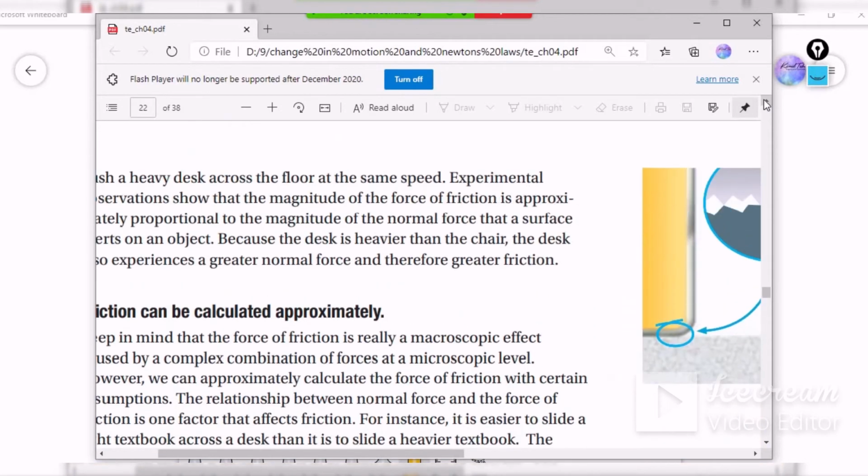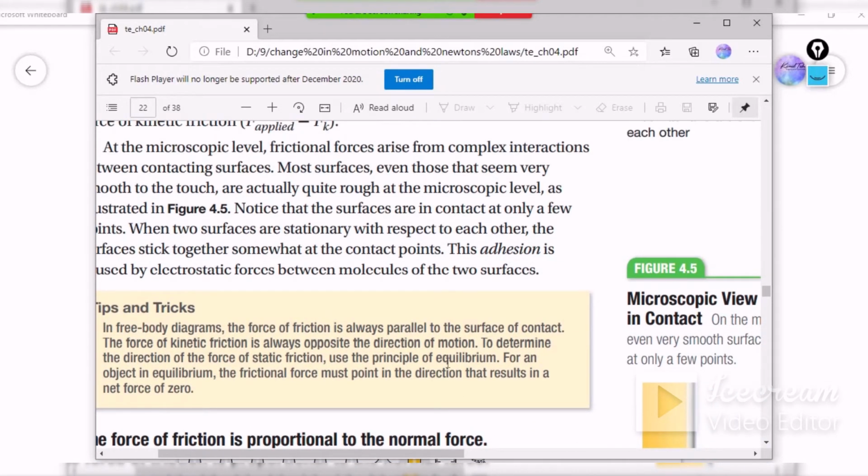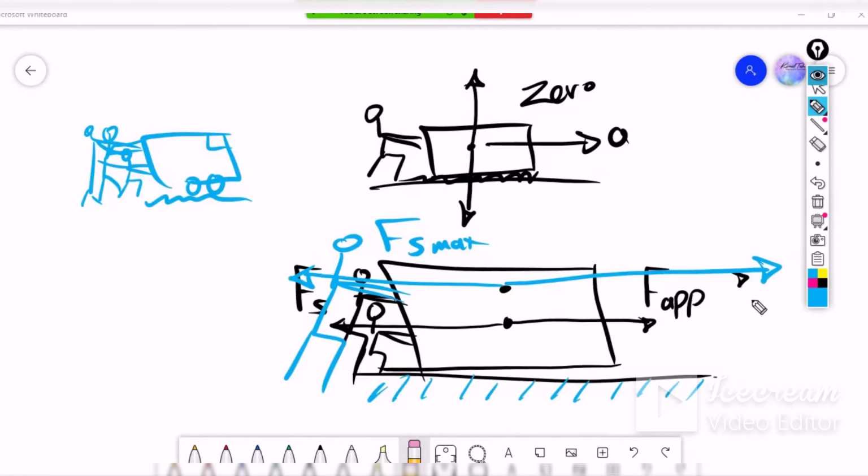Okay, where is that? Yes, adhesion. Adhesion means the contact between two surfaces that contact each other by electrostatic force. Okay, guys? Now that is the surface. Now let's give you some notes about the friction.